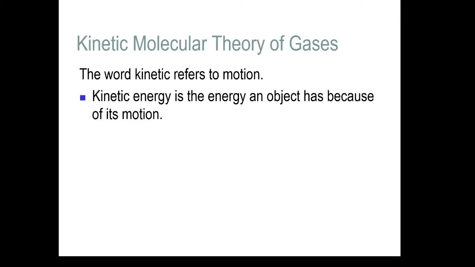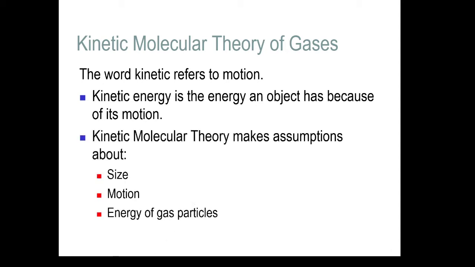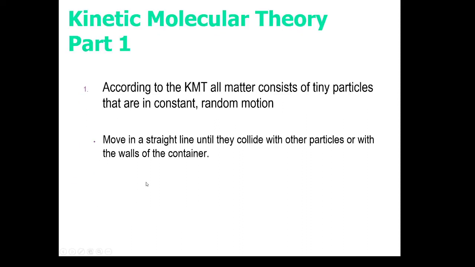Kinetic energy is the energy an object has due to its motion. It has a formula of 1/2 times the mass times the velocity squared. But kinetic means motion, so the motion of gas molecules. This theory makes assumptions about the size of the molecules, the motion of the molecules, and the energy of the gas particles. The slides shorten kinetic molecular theory to KMT.